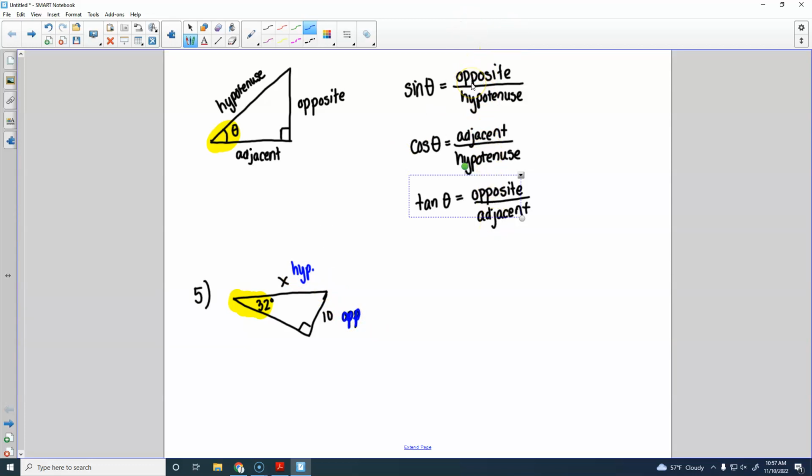I need to use sine. You have to have those memorized. You can use SOHCAHTOA. Some old hippie caught a high tripping on acid.